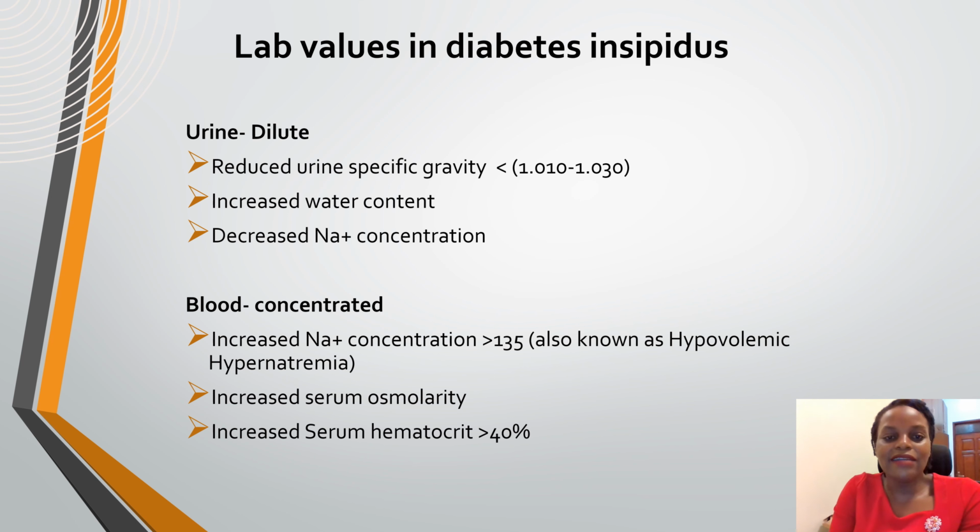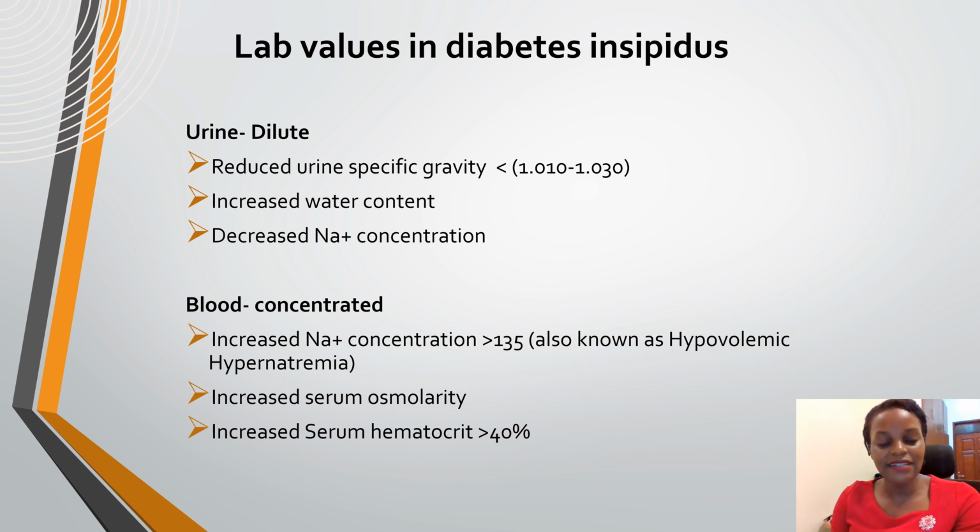How do the lab values present in diabetes insipidus? In a situation where we are passing out a lot of urine, the urine will be dilute first of all. However, since the urine is dilute, it will leave our blood more concentrated. So in diabetes insipidus, we are passing out a lot of urine. It means the urine specific gravity will be reduced. It means the water content is increased, and hence the decreased sodium concentration in relation to the water content passed out.